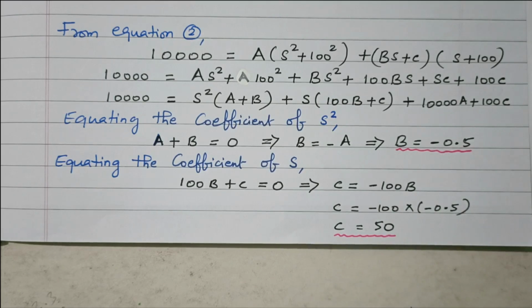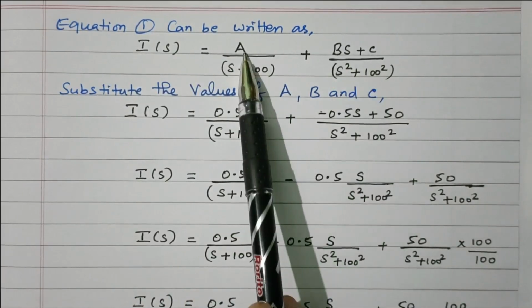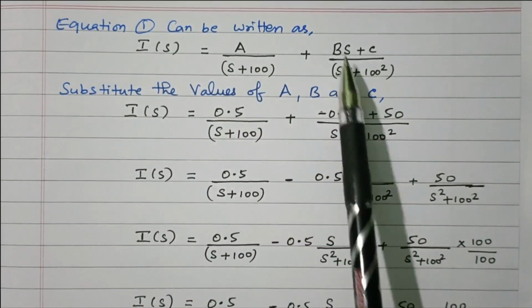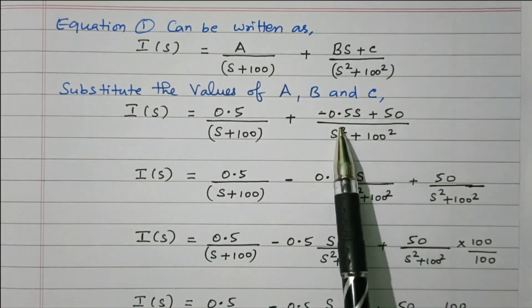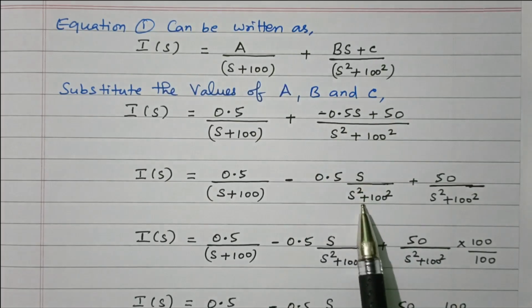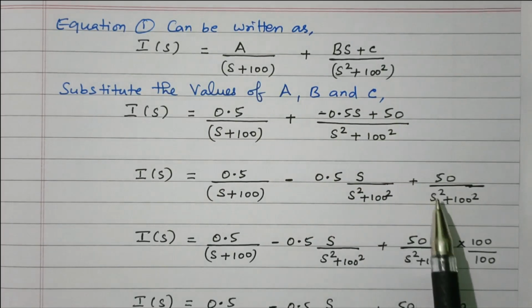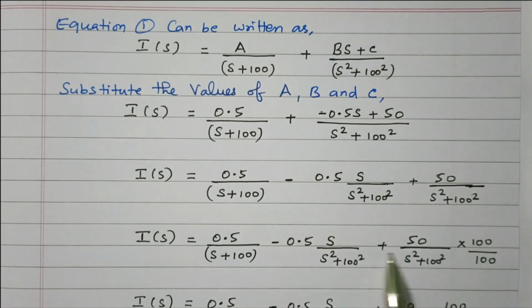Now we'll go for the further simplification. So this is equation 1. In that, the A value is substituted as 0.5, the B value is minus 0.5, and the C value is 50. Now we'll split the term. Here two terms will split: minus 0.5s divided by s² plus 100², and 50 divided by s² plus 100². See, now three terms are available. This is rewritten as 0.5 divided by (s plus 100), minus 0.5s divided by (s² plus 100²), plus 50 divided by (s² plus 100²).